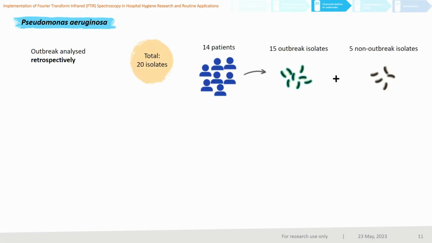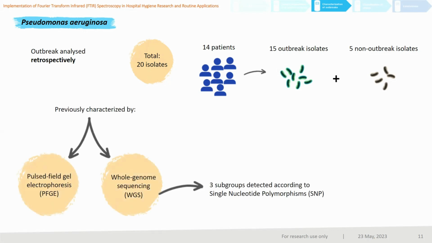Now, in the upcoming slides of the presentation, I will show you several examples where we have applied FTIR spectroscopy. The first one is an outbreak of Pseudomonas aeruginosa that we analyzed retrospectively. This particular outbreak involved 14 patients, and in the analysis we include 15 outbreak isolates and 5 unrelated isolates. Prior to our study, this outbreak was characterized using pulse field electrophoresis and whole genome sequencing. With the latter method, we detected 3 subgroups inside the outbreak according to single nucleotide polymorphisms.